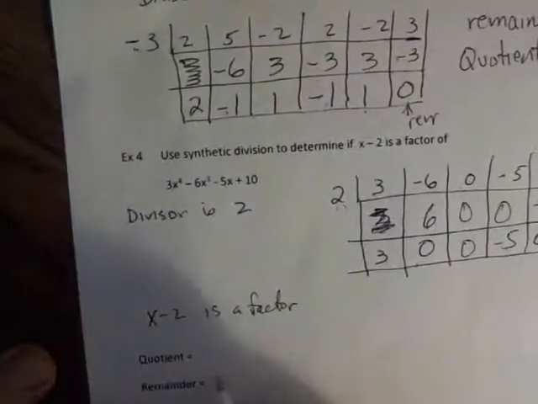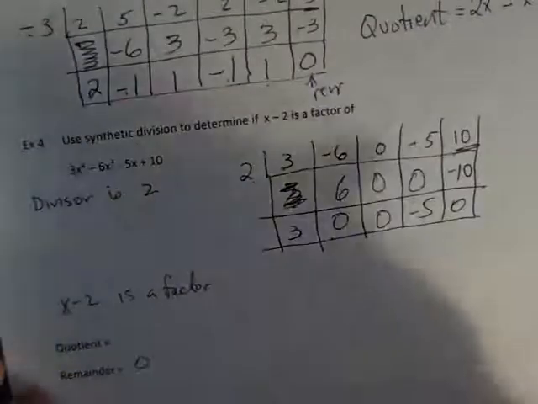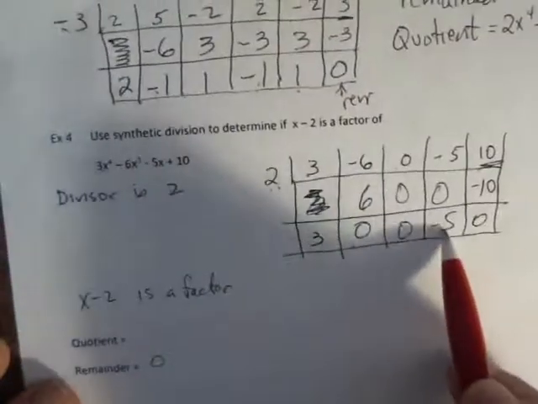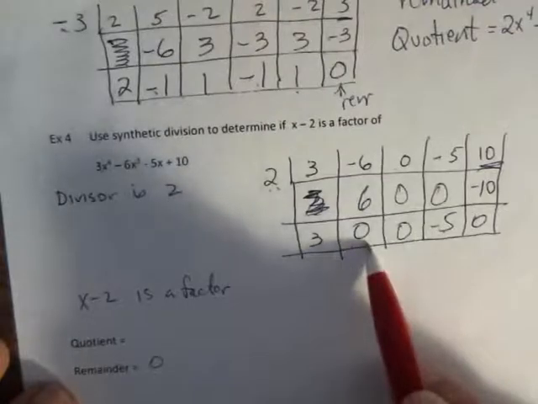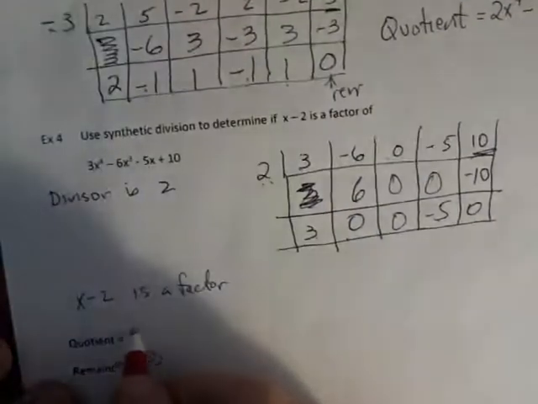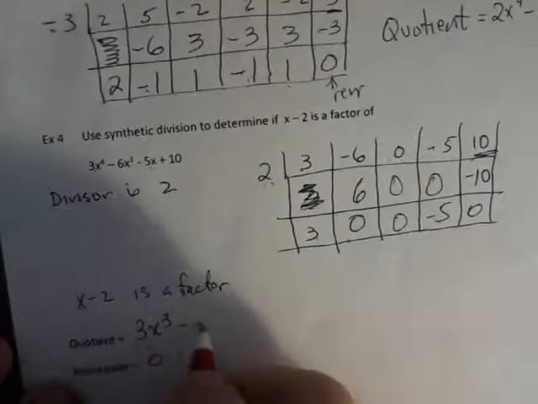My remainder is 0. My quotient, well, remember, that's my constant term. I don't have any x's. I don't have any x squareds. So I have 3x cubed minus 5.